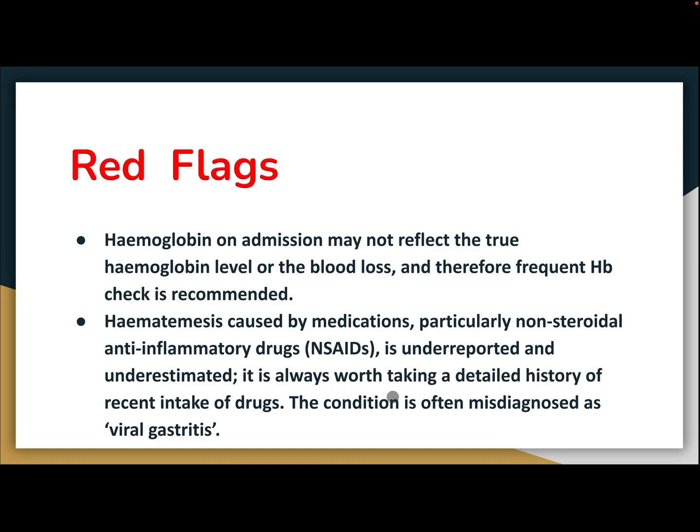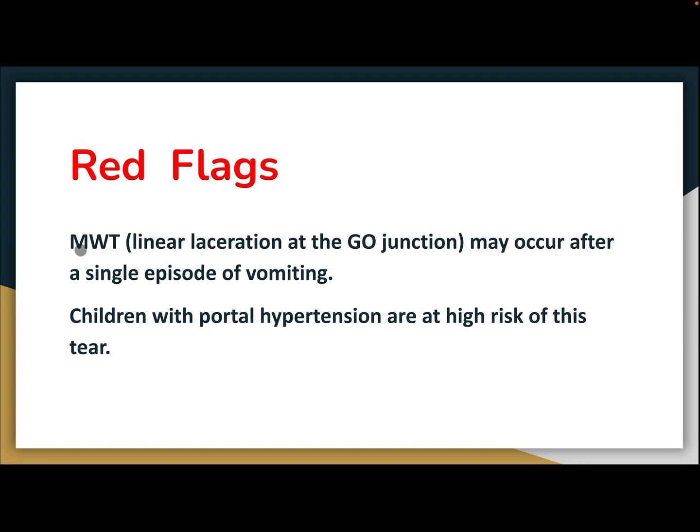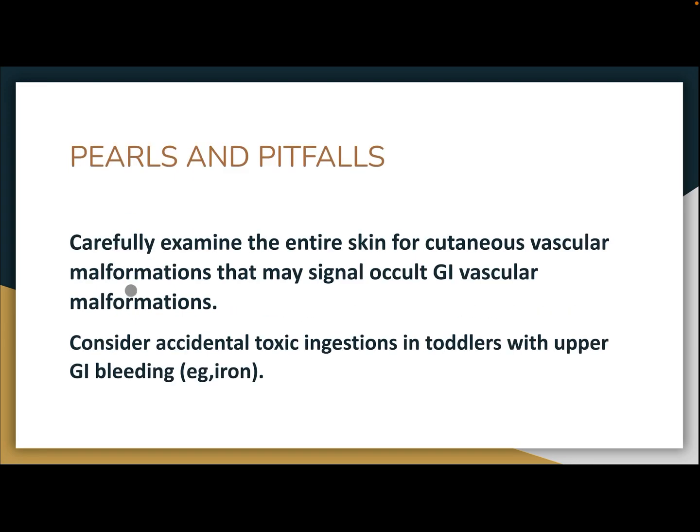Hematemesis caused by medication, particularly non-steroidal anti-inflammatory drugs, is underreported and underestimated. It is always worth taking a detailed history of recent intake of drugs. The condition is often misdiagnosed as viral gastritis. Aspirin should not be given to children except in certain indications like Kawasaki disease. Parents may not be aware that many over-the-counter cough remedies and analgesics contain aspirin. Mallory-Weiss tear, a linear laceration at the gastroesophageal junction, may occur after a single episode of vomiting. Children with portal hypertension are at high risk of this tear.